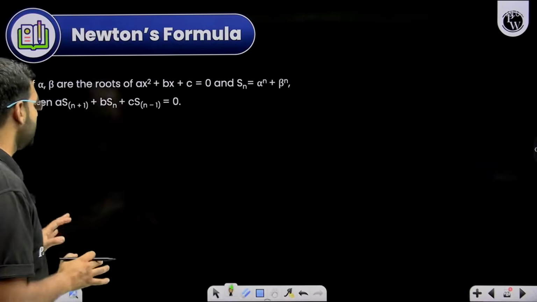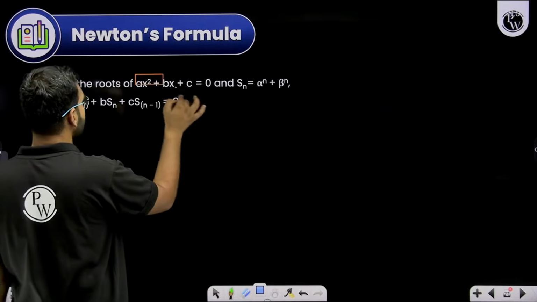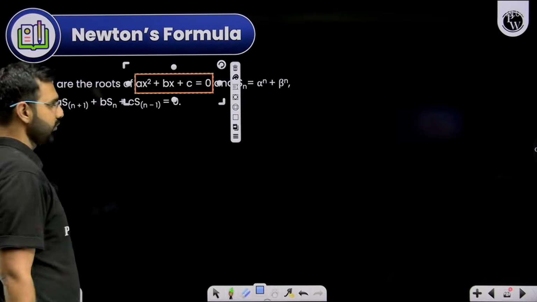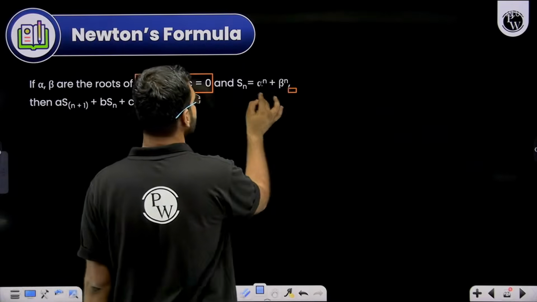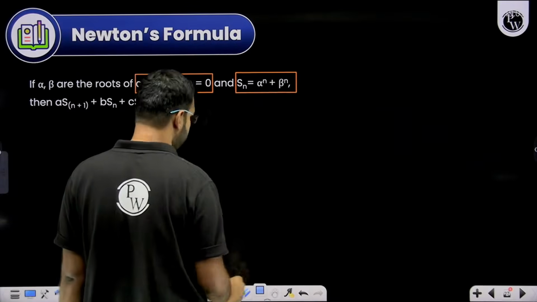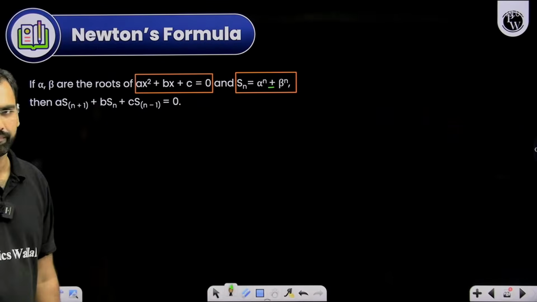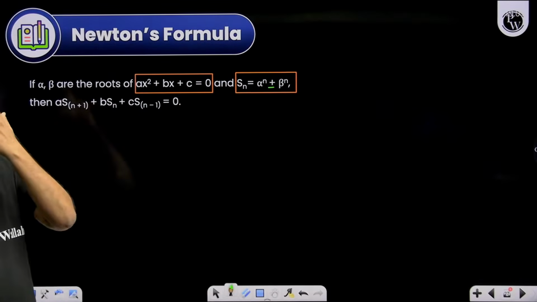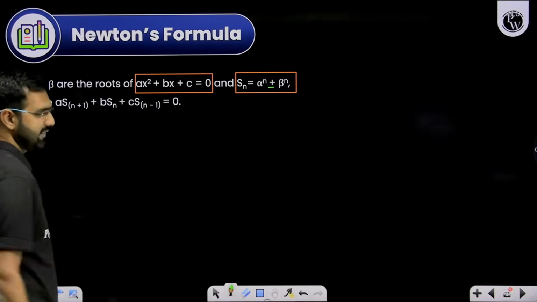Let's get started. First of all, remember, if you're given a quadratic, which of course is given by ax square plus bx plus c equals 0, and there is a term Sn, and whatever they define is given as alpha to the power n plus beta to the power n, or alpha to the power n minus beta to the power n. Then always remember your quadratic, which was ax square plus bx plus c.